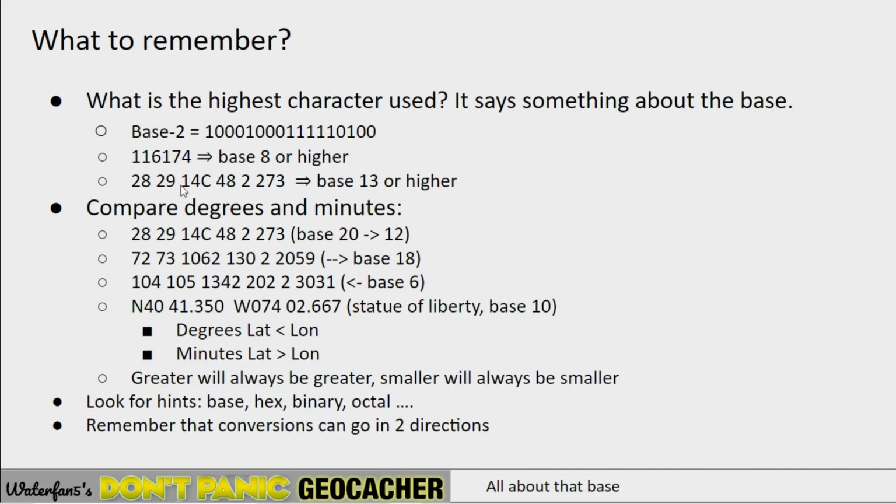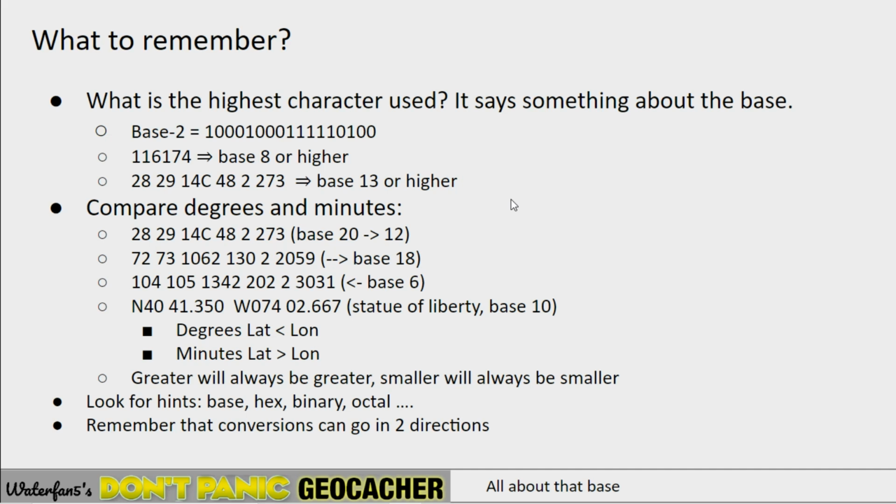Similarly here, when we see the characters and we see the highest is C, we know that the base needs to be 13 or higher. Note, it doesn't say anything about the target, right? I already talked about that base 10 doesn't need to be your target. It just needs to be a number that you recognize as a coordinate, or it could even be a word you recognize as a coordinate.